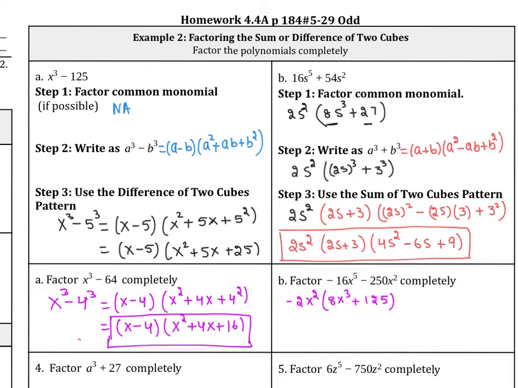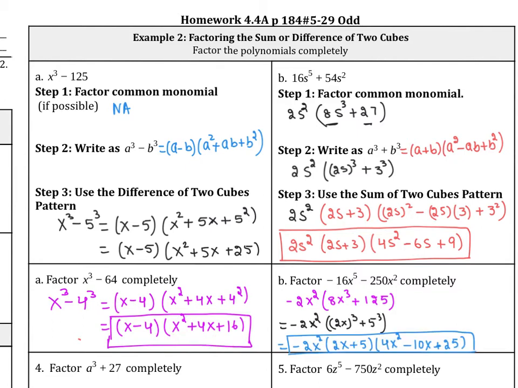For letter A, you're going to factor x cubed minus 64. So first of all, write it in difference of cubes form. x cubed is already a cube, and 64 we can write as 4 cubed. And the formula is a minus b times a squared plus ab plus b squared. So a minus b means x minus 4 times x squared plus 4x, which is ab, plus b squared, which is 4 squared. And your final answer is x minus 4 times x squared plus 4x plus 16.